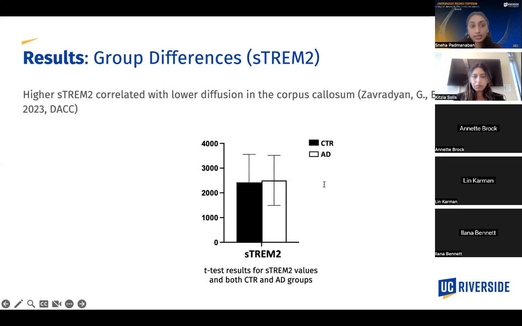So after conducting independent sample t-tests between the control and AD groups in STRUM2, I did not observe any statistically significant results, as the p-value I obtained was 0.81. However, when this test was performed with a larger sample size, significantly higher STRUM2 and significantly lower diffusion in the corpus callosum in the AD group relative to the controls was observed. And this was a completely different experiment. And the graph displays the results of my experiment.